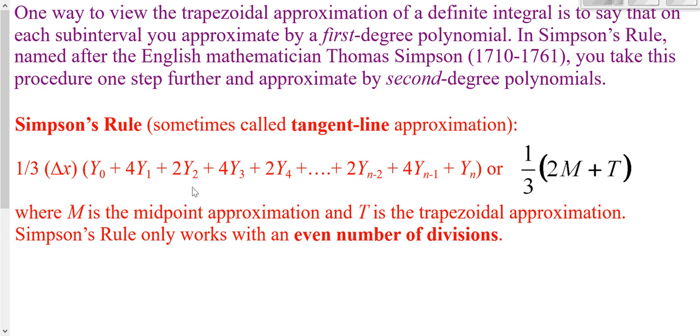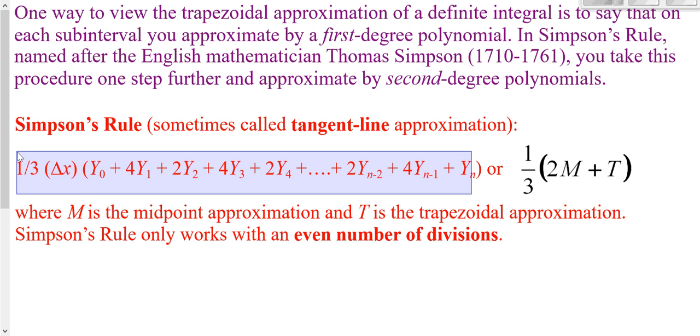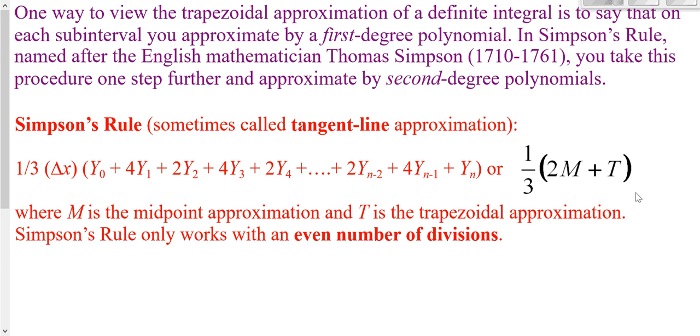Now, Simpson's rule can also be figured out by using m, which is your midpoint, so doubling m, plus t, which is your trapezoid approximation, and then going 1/3 of that. So if you double your midpoint and add your trapezoid and do 1/3 of it, you get the exact same thing as you do from this formula here. So sometimes if you know your midpoint and trapezoid, you can just use this versus the whole thing.